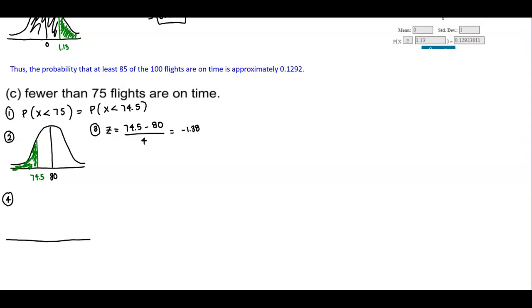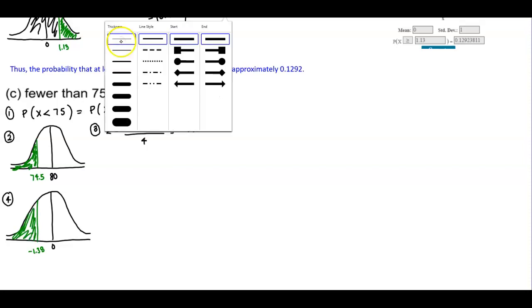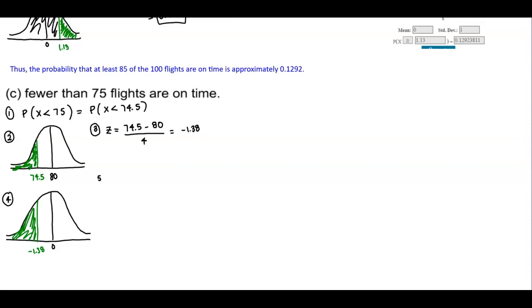So therefore, on our bell curve, once we convert it to a z-score, we know that our mean is 0, and now our z-score is at negative 1.38, and we want to find the area that's to the left of that. So, again, finding the probability that the z-score is less than negative 1.38.